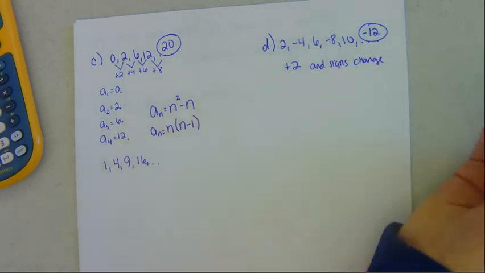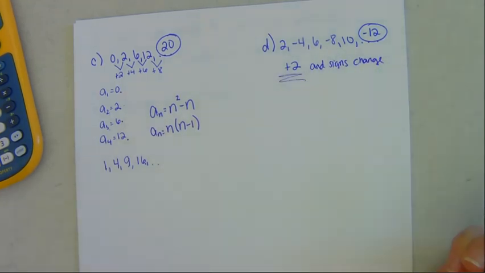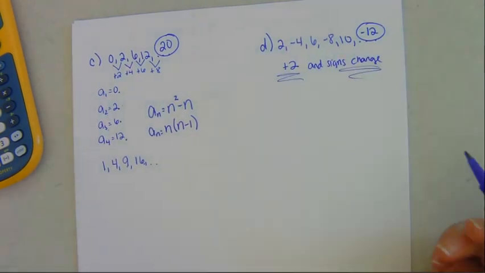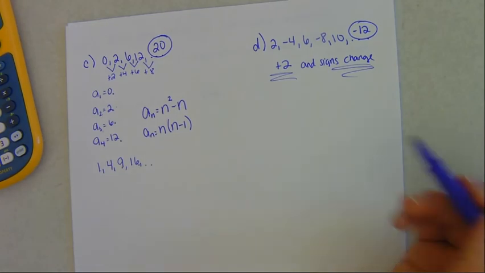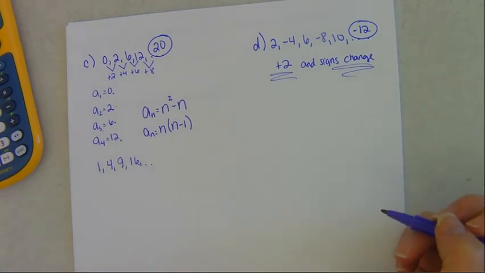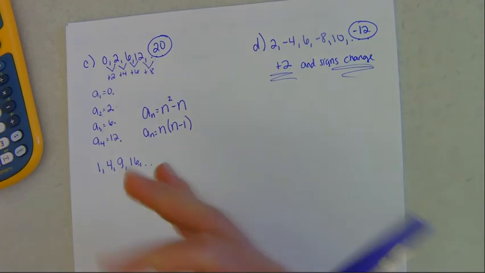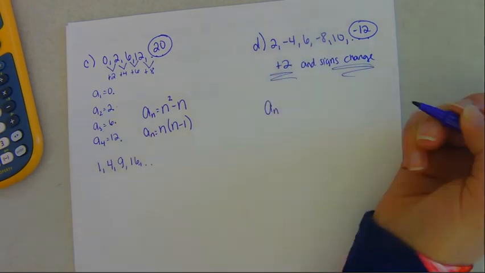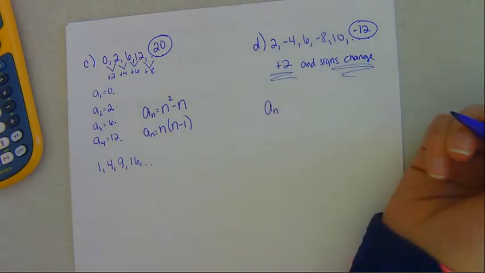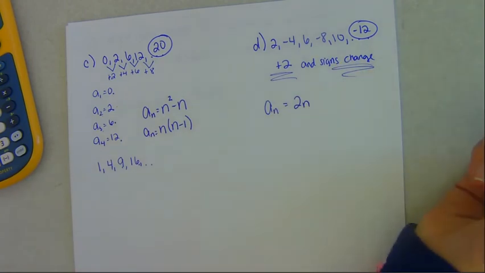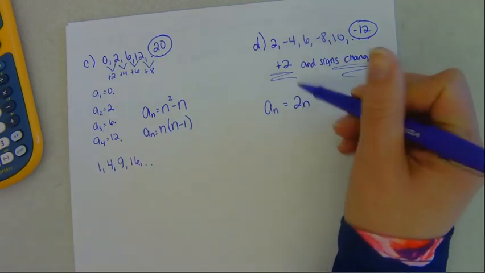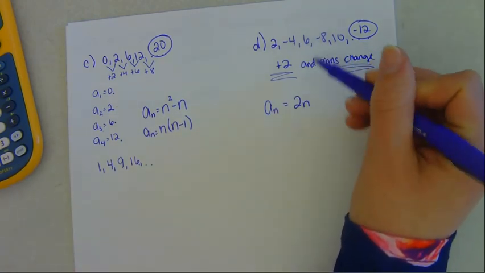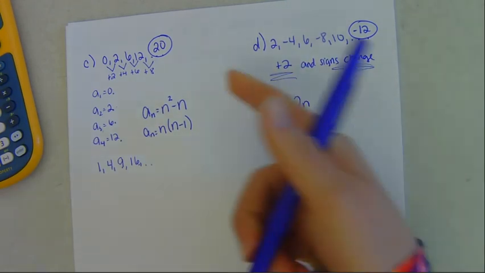So this is a little bit different. We have to make sure we're taking care of that sign change. It's almost like two things are happening. If I just had 2, 4, 6, 8, 10, what would my rule be? That's kind of simple, right? I didn't have to worry about the signs changing. My rule would be 2n. 2 times 1 is 2, 2 times 2 is 4, 2 times 3 is 6, 2 times 4 is 8. So that takes care of the numbers.